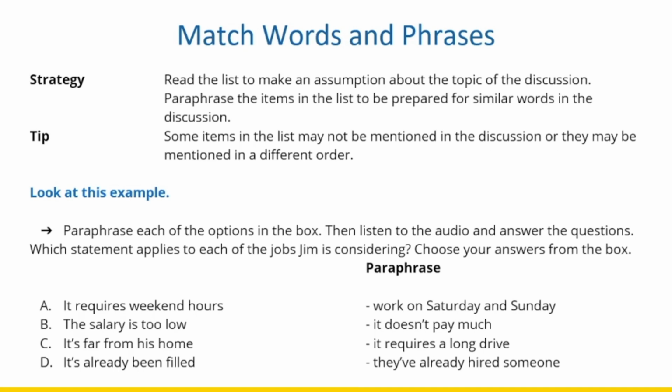So here we have an example from A through D, and you have a paraphrase on the side. For example, A states the following: it requires weekend hours. So you might hear something like work on Saturdays and Sundays. For B, the salary is too low, and instead you might hear it doesn't pay much. C, it's far from his home, it requires a long drive. And D, it's already been filled, they've already hired someone.